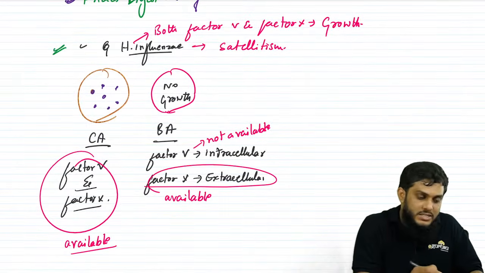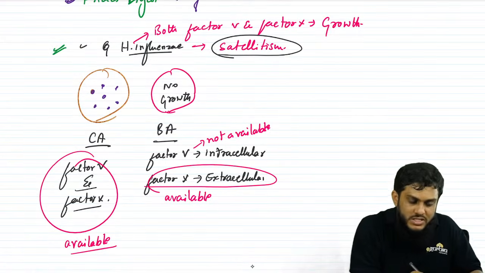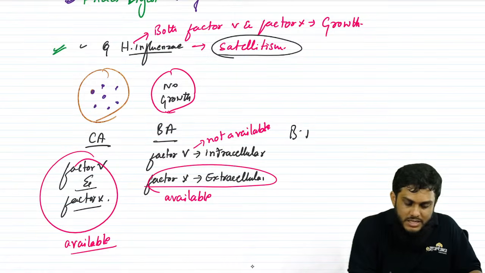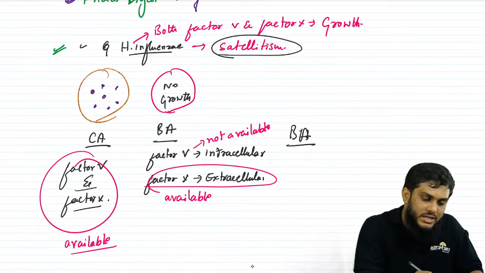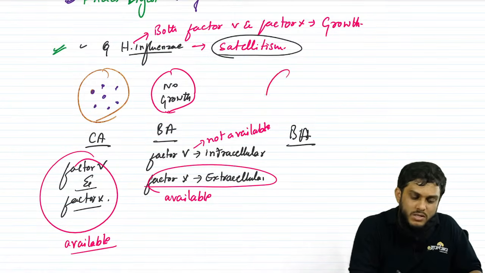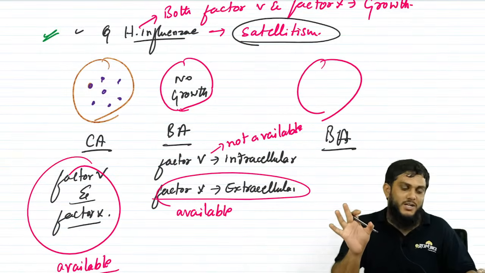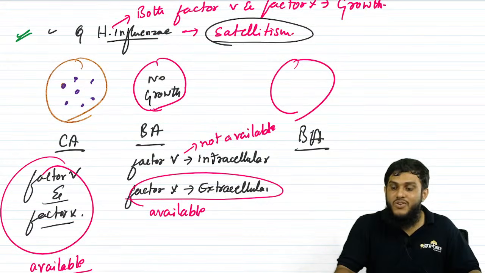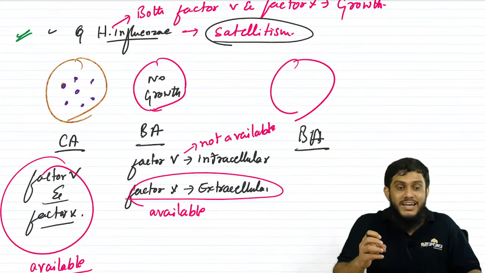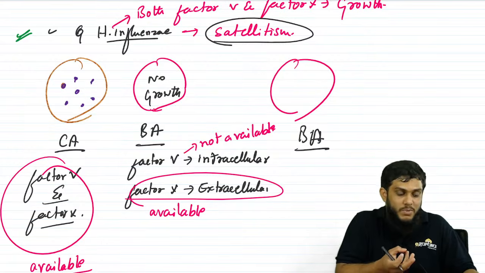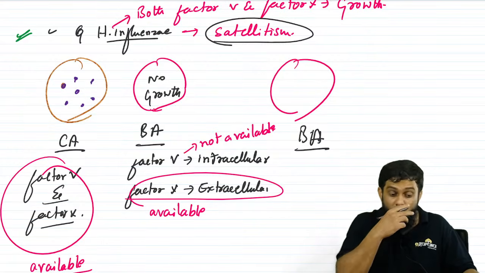Now I said there is one property of Haemophilus influenzae which we can demonstrate on blood agar. That property is known as satellitism. So what is satellitism? In simple words, satellitism is growing Haemophilus influenzae on blood agar. So just now you said Haemophilus influenzae will not grow on blood agar. Yes, I said it will not grow on blood agar.